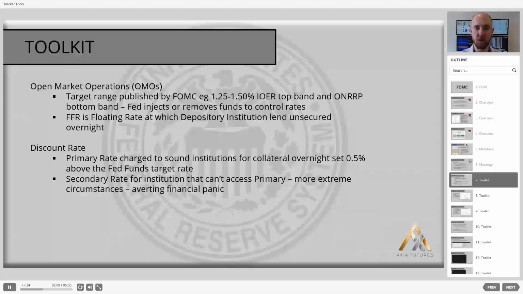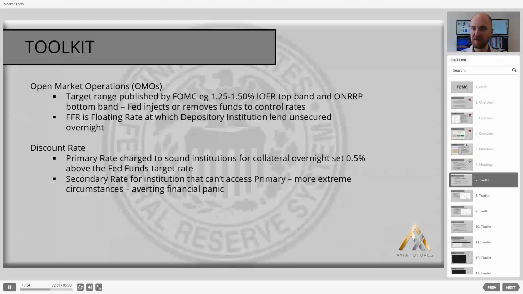Now this is for borrowing for sound institutions who can post collateral. They will then receive cash at an interest rate of generally 0.5 above the Fed funds target rate. Now this can vary. The Fed can widen that corridor to the discount rate or narrow it in times of market stress. The point here being that banks that have to access the discount window are showing weakness, effectively, that they can't borrow from other banks through the federal funds market. And that's why they would go to the Fed in this instance to borrow.